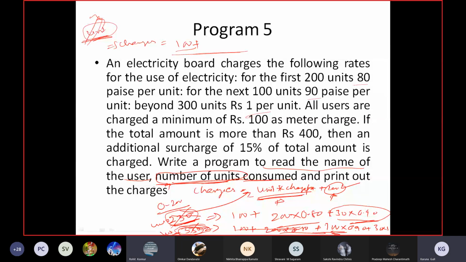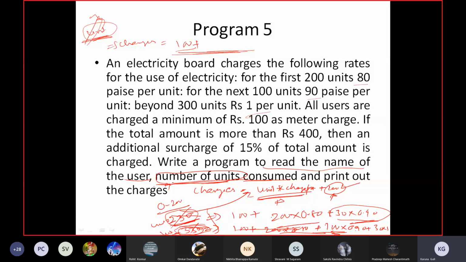Then how do you write the formula? That's what I am asking. Here I gave examples to you all of how we are going to get the charges. If it is 230, 100 plus 200 into 80 paisa plus 30 into 90 paisa. If it is 330, 100 plus 200 into 80 paisa plus 100 into 90 paisa plus 30 into 1 rupee. Correct?